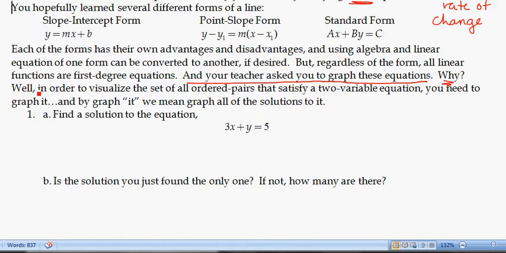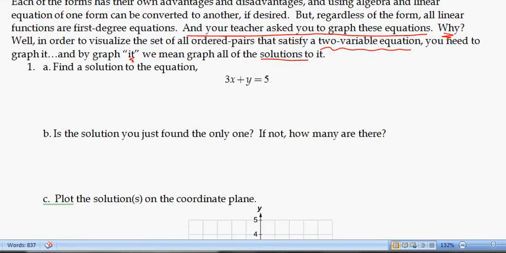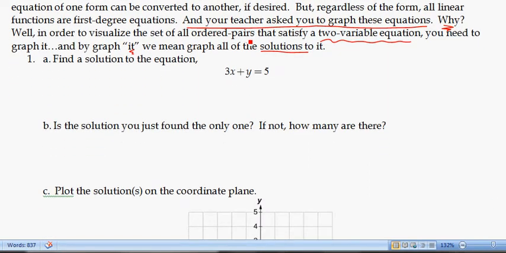So again, I want you to think about the idea of solutions. In order to actually visualize the set of all infinitely many ordered pairs that satisfy this two variable equation, you need to graph it. And by graph it, we mean graph all the solutions to it, right? So here's an example. Say we want to find any solution, just any old solution to this equation, 3x plus y equals 5, right? So pause the video or just think for a second, come up with a solution.